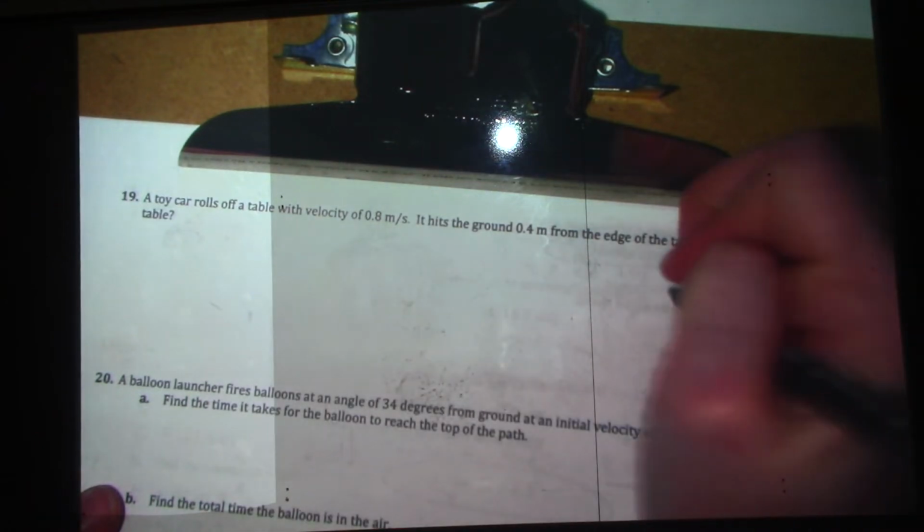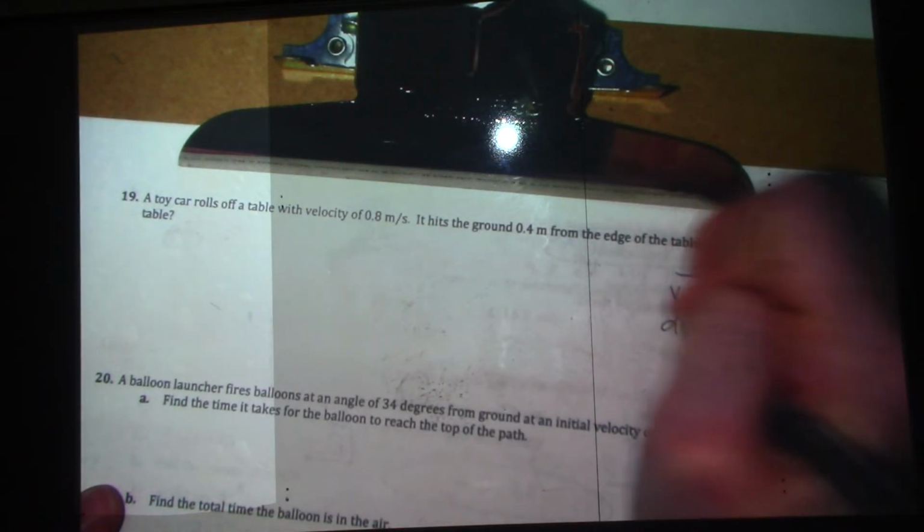A toy car rolls off the table with a velocity of 0.8. It hits the ground 0.4 meters from the edge of the table. How high is the table? So this is a horizontal projectile, how far away it lands, and how fast. Those are both x velocity and x distance.